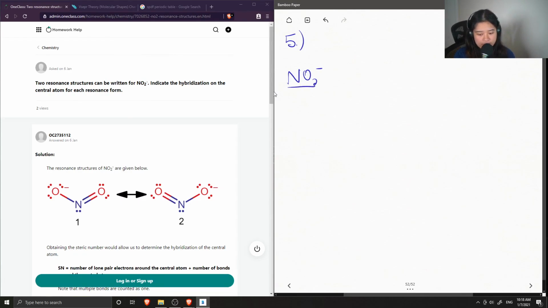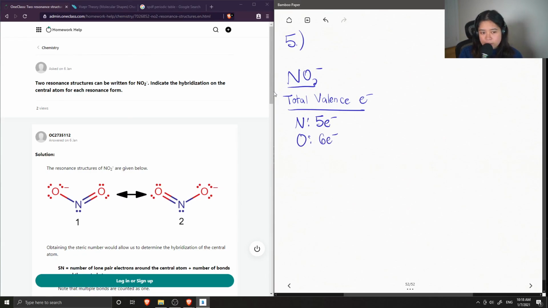So first, let's calculate the total number of valence electrons in this ion. Nitrogen has 5, oxygen has 6, and there are 2 oxygen atoms, so we multiply this by 2. And the ion as a whole has a -1 charge, so we're going to add an additional electron to our total count. Okay, so if we add this all up, we get a total of 18 valence electrons.